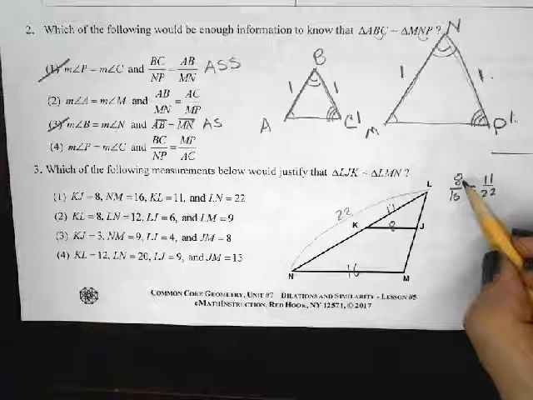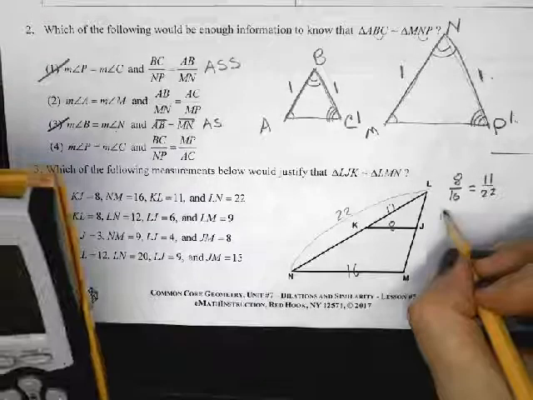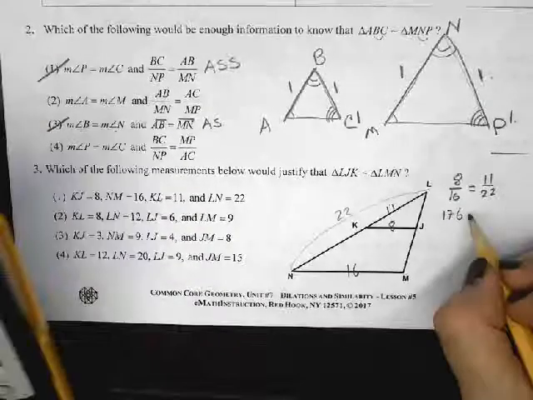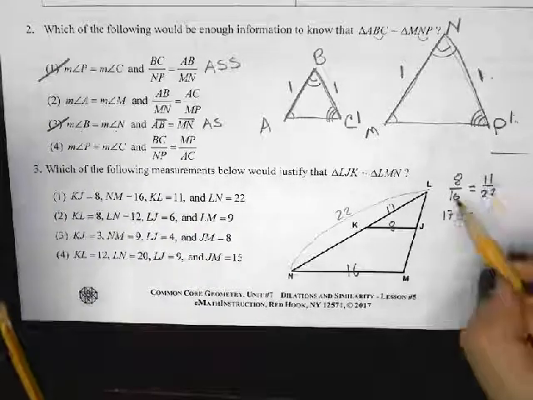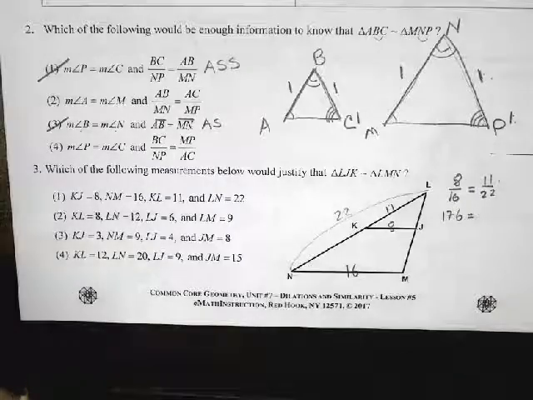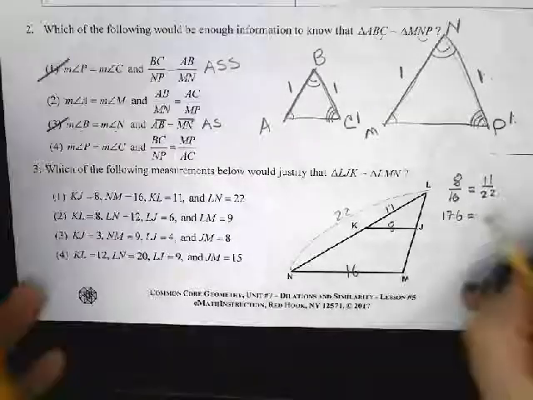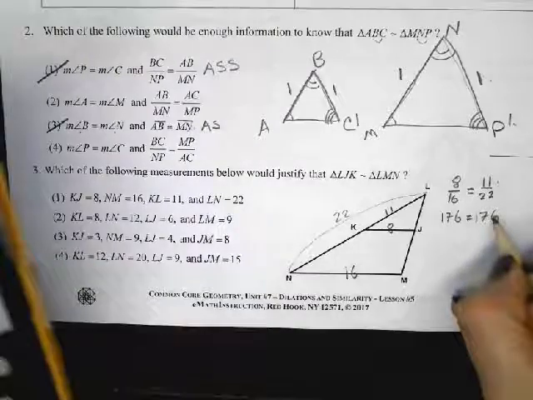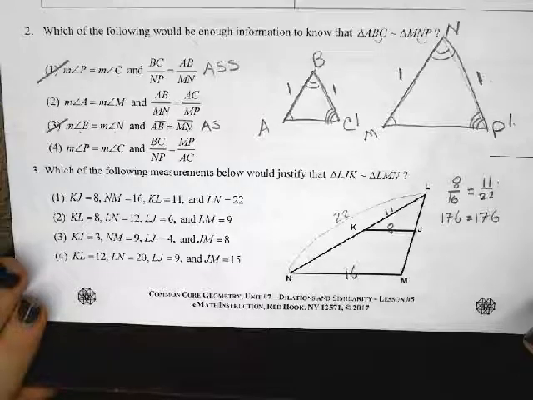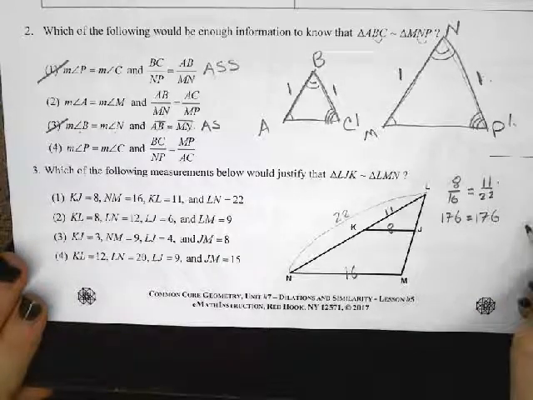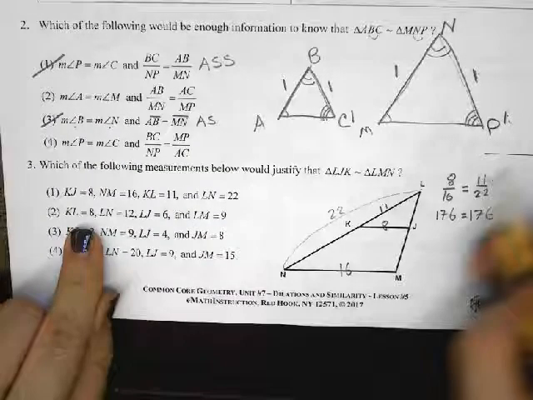So we're going to do 8 times 22, and that gives me 176. And I'm going to try 16 times 11. That also gives me 176. Is that your answer, or do I need to move forward? I'm going to leave that as your choice. If they do show up to be proportional, then keep it. If not, do the same thing with the other ones. Set them up, like K to L.